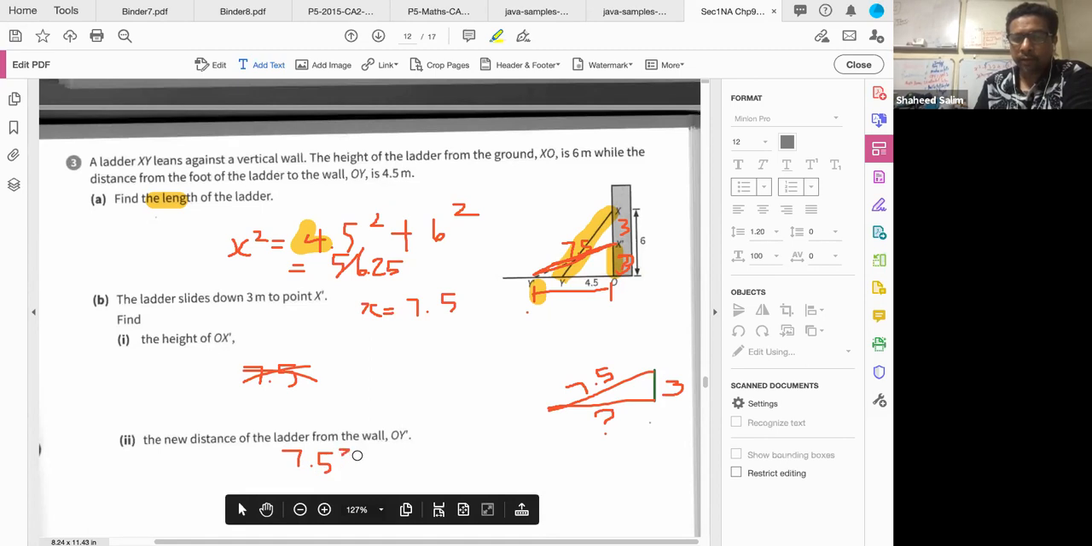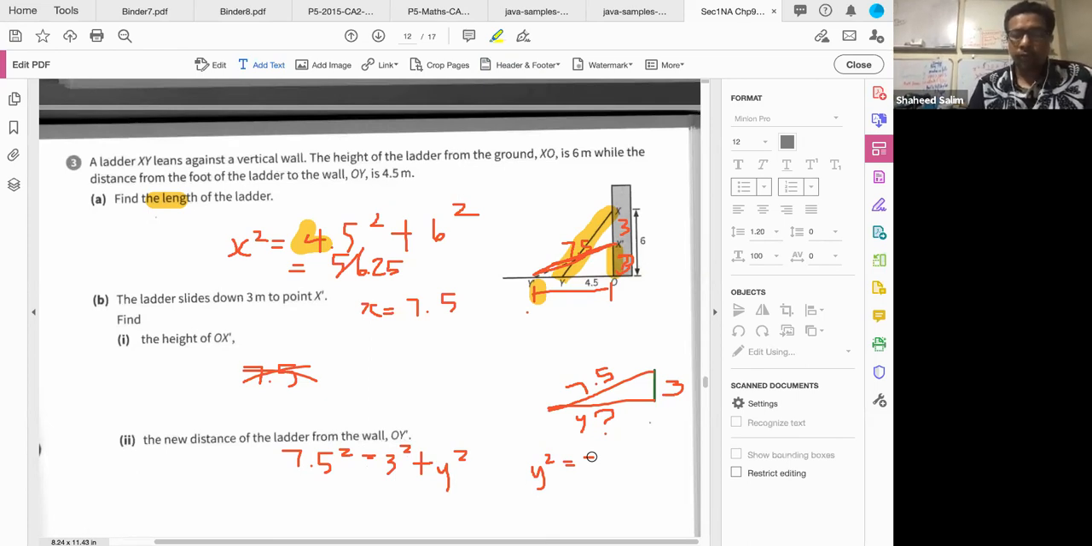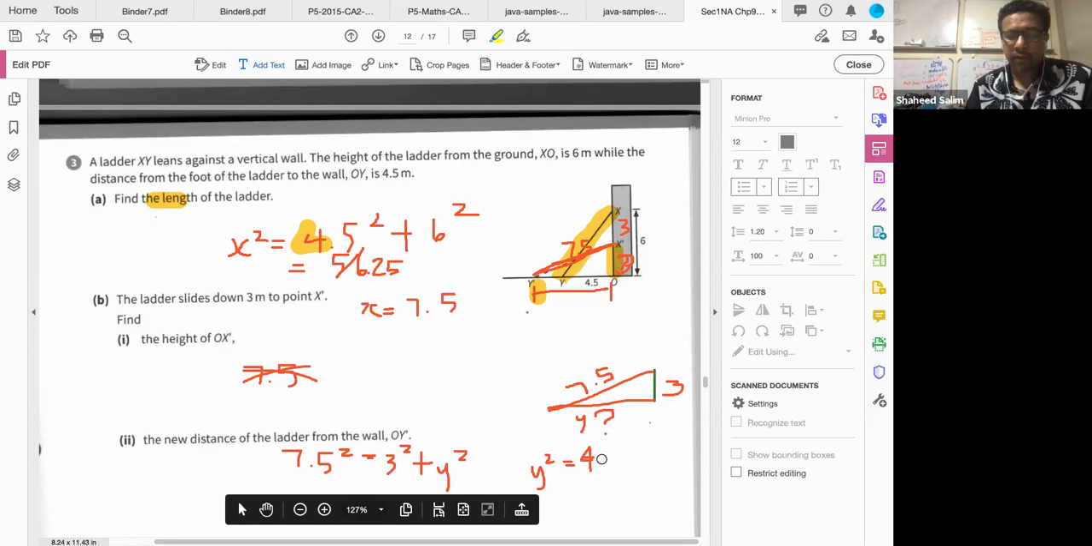7.5 squared equals 3 squared plus, we call this y, y squared. So bring this over to that side. You get y squared equals 7.5 squared minus 3 squared. How much do you get? You get 47.25. Find the square root of this. Y equals 6.87 cm. Yes, well done, Inshira.